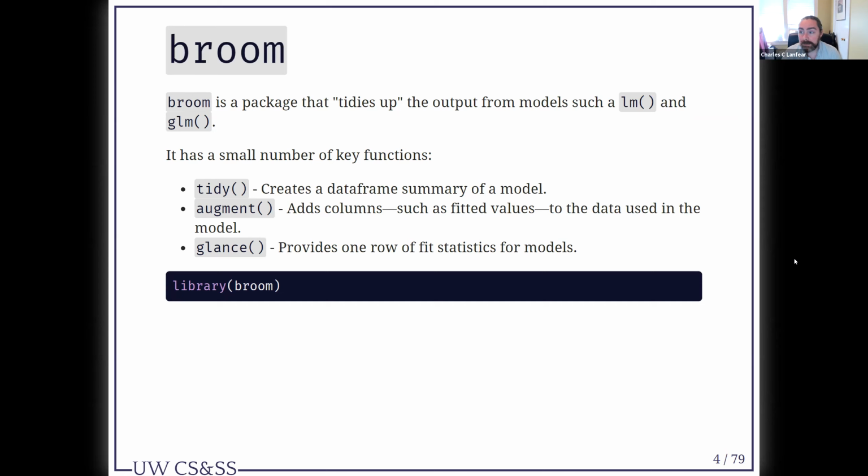The nice thing with Glance, though, is that since it provides a single row of fit statistics for one model, if you give it a ton of models, it will provide a whole bunch of rows of those fit statistics to allow you to compare lots and lots of models really quickly in a data frame. Okay, so let's see these things in action.